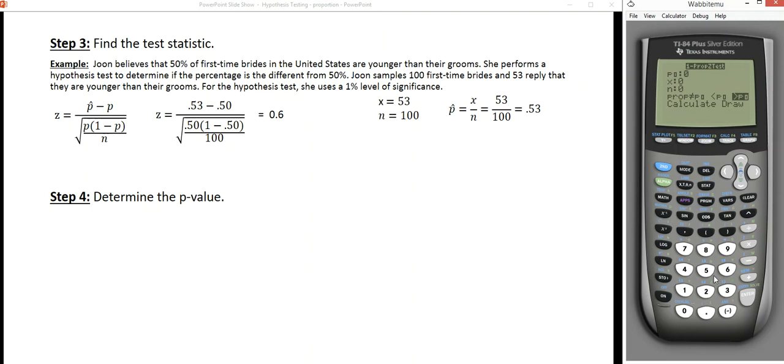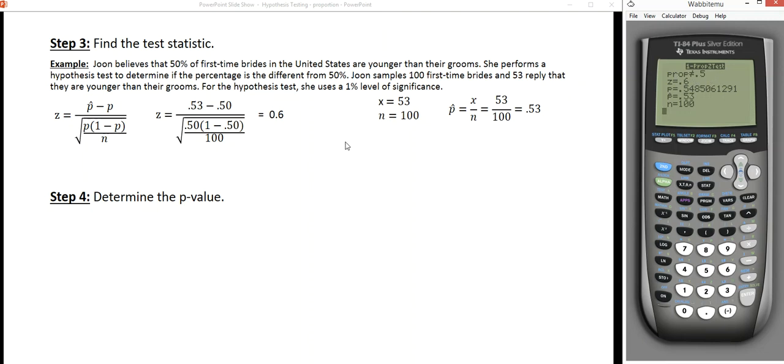Okay, so we have to fill in all of our information. So p was 0.50, x was 53, n was 100. Here we have a not equal to, because remember it said different. And then let's go ahead and calculate that. Okay, so we can see that we've got that same notation as our alternative hypothesis, our not equal to 0.5.